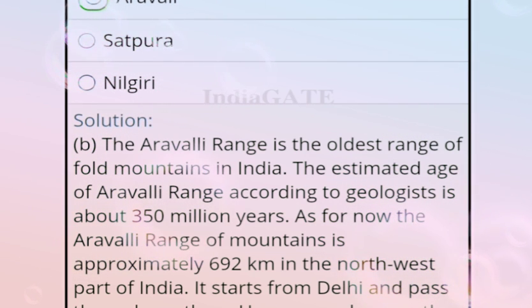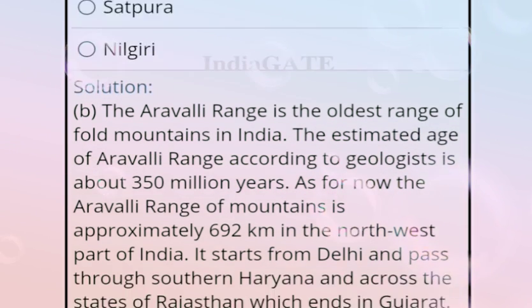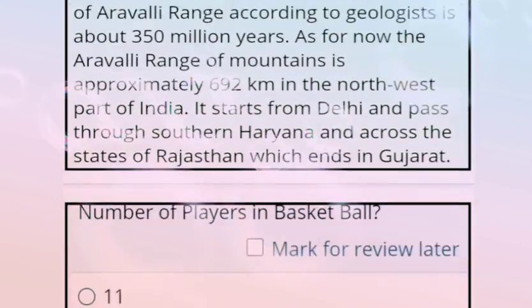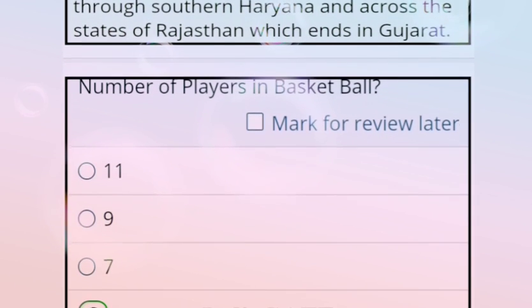As for now, the Aravalli range of the mountain is approximately 692 km in the northwest part of India. It starts from Delhi and passes through southern Haryana and across the state of Rajasthan, which ends in Gujarat. Next question, the number of players in basketball.